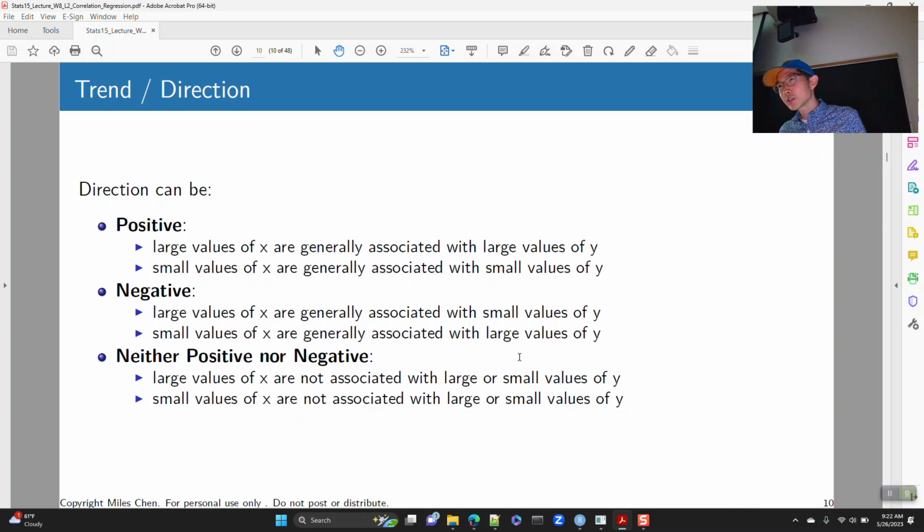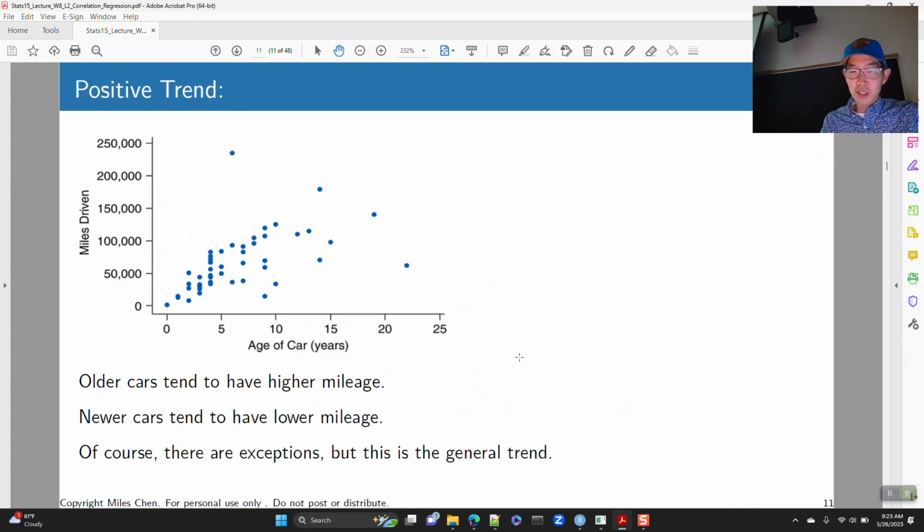And then neither positive nor negative would be, no real trend can be assigned in terms of the direction. Large values of x aren't necessarily going with large or small values of y. Small values of x aren't necessarily going with large or small values of y. Let's take a look at a couple examples.